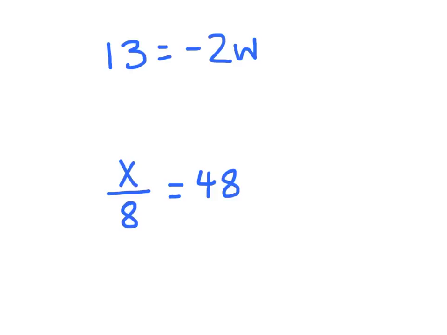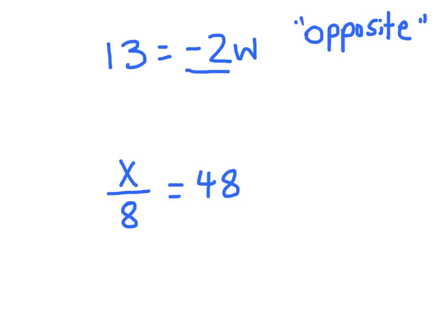All right, here are two more equations that can be solved in one step. The first equation, the variable is w, and notice that there's a negative 2 in front of it. That means that w is being multiplied by negative 2. All right, how would I undo multiplication? What is the opposite of multiplying? Well, if you said dividing, you're right.